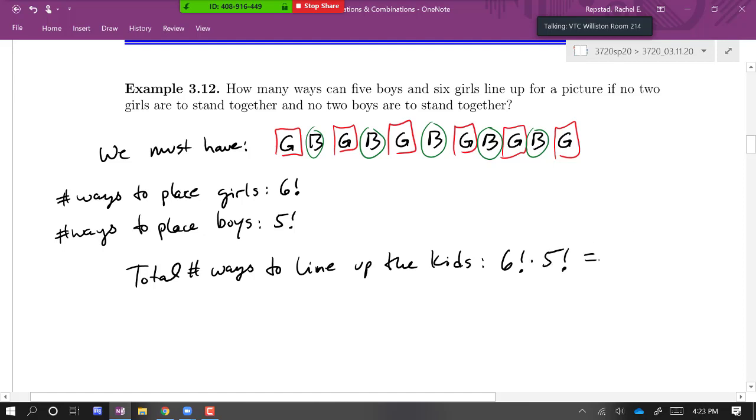And let's just see how big that is. 86,400. Fun.